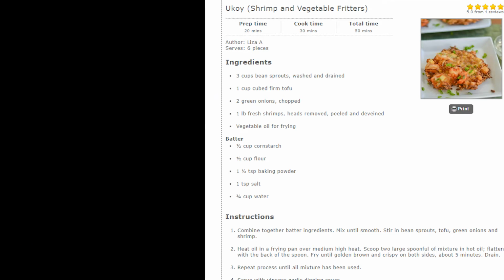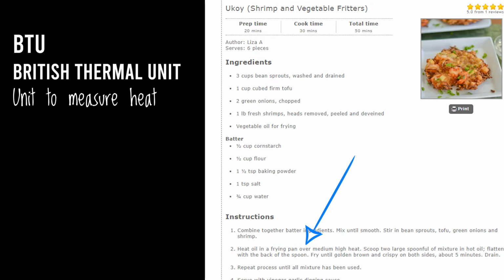Another thing to consider about this recipe is the instruction. Combine the batter together. Well, where? With what? And for frying, there is no temperature range specified. It only says medium-high heat. But the problem is that every stove has different BTU.